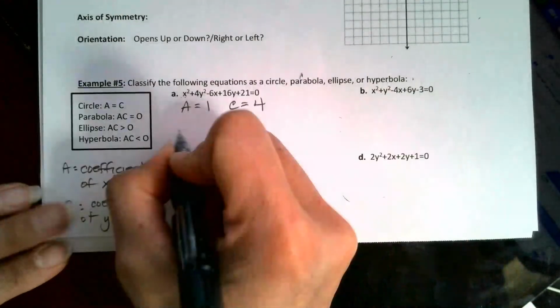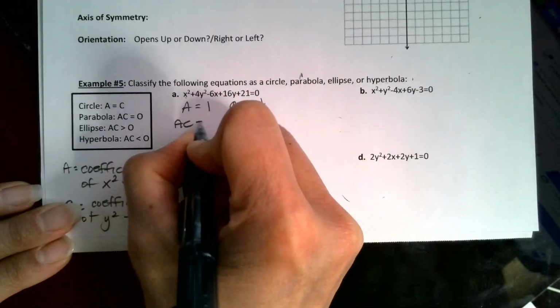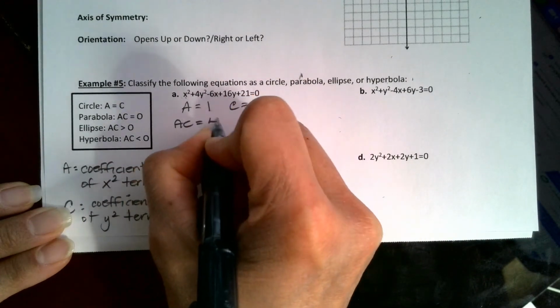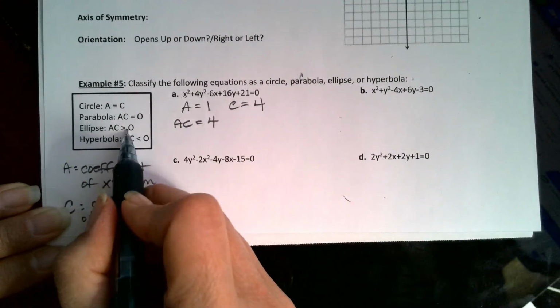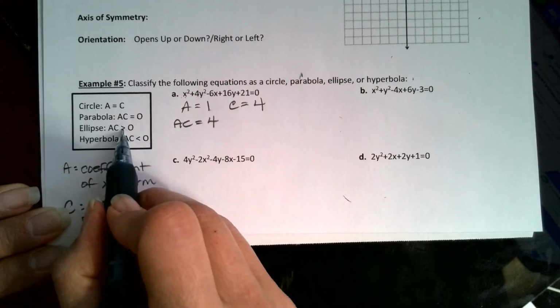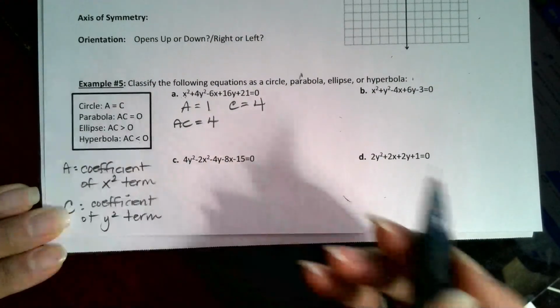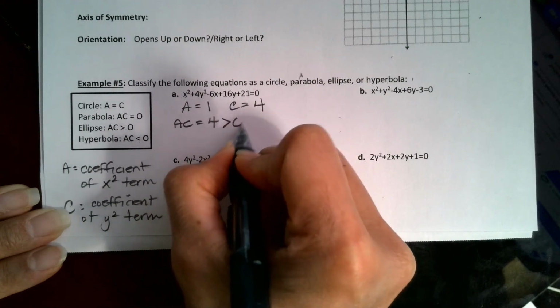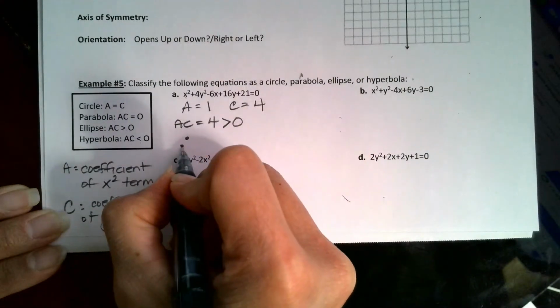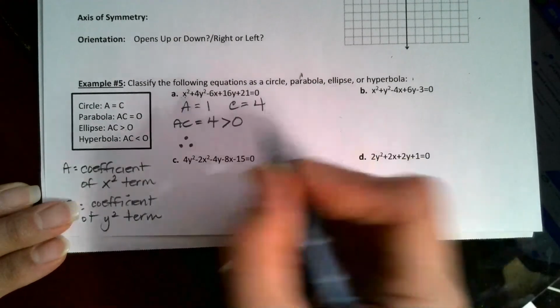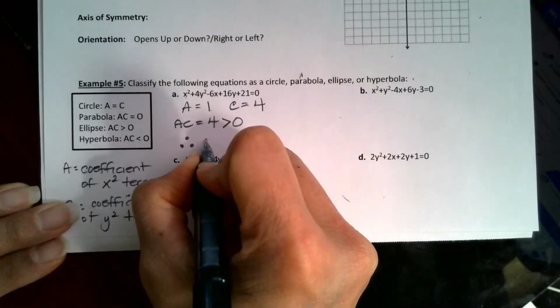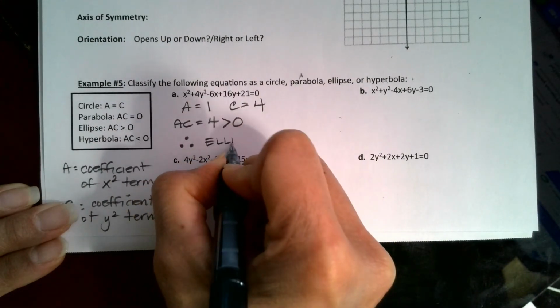So we're going to do that. A times C in this problem, 1 times 4, is going to be 4. And then we have to say, is 4 equal to 0, greater than 0, or less than 0? In this case, it's greater than 0. Therefore, the symbol means therefore, or as a result, we will categorize this as an ellipse. Okay.